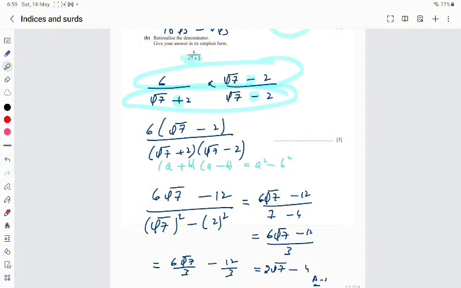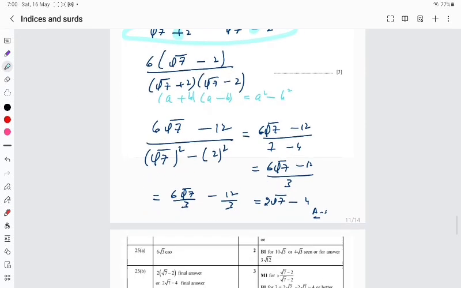So under root 7 plus 2 times under root 7 minus 2 is under root 7 squared minus 2 squared, 7 minus 4. 7 minus 4 is 3. So 3 you can further simplify. 3 will come separately under root 7, 6 under root 7 and 12 over 3. This gives you 2 under root 7 minus 4.